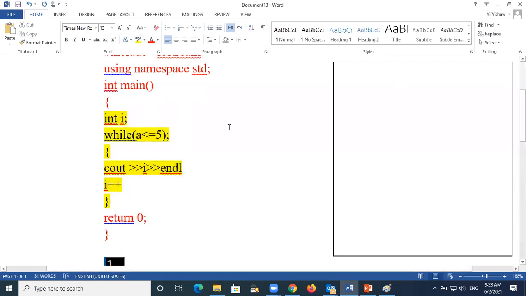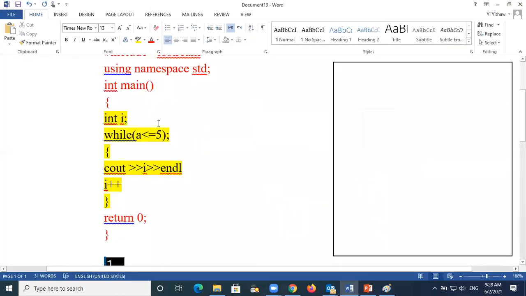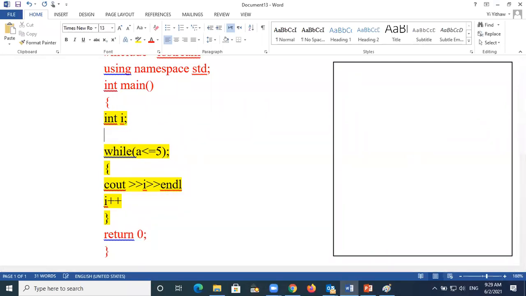Comma after endl. Yes, in order to print this one and this one, look here. You already declared the integer type, but the second step is missing. You have to declare the first number first. The first number is 1, I equal to 1. They did not put it here. Before the loop, you must have I equal to 1 here. So the mistake is that you have to put another one, I equal to 1. Is it clear?